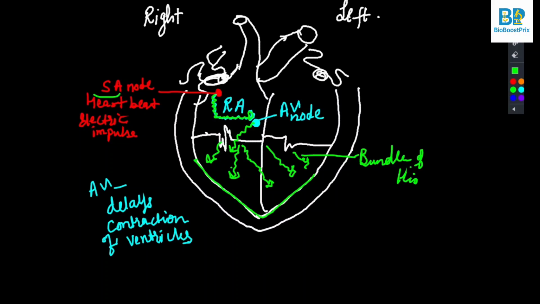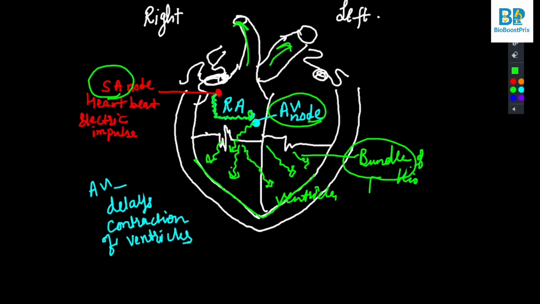So when the SA node is activated, it sends the message to the AV node, and the AV node will send the message to the bundle of His. The bundle of His will send the message to the ventricles, and then the contraction of the ventricles happens to send the blood to the respective channels.